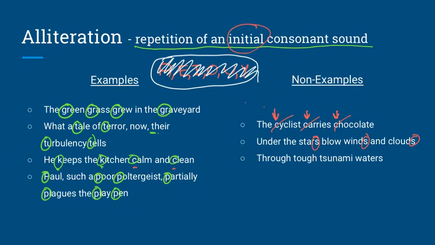And with our last non-example here, we have the same consonant letter coming up through "tough tsunami waters." It's a T every single time, but that doesn't mean that the T is pronounced the same way throughout all these words. Through, tough, tsunami. Same letter, different pronunciations. It's not alliteration.